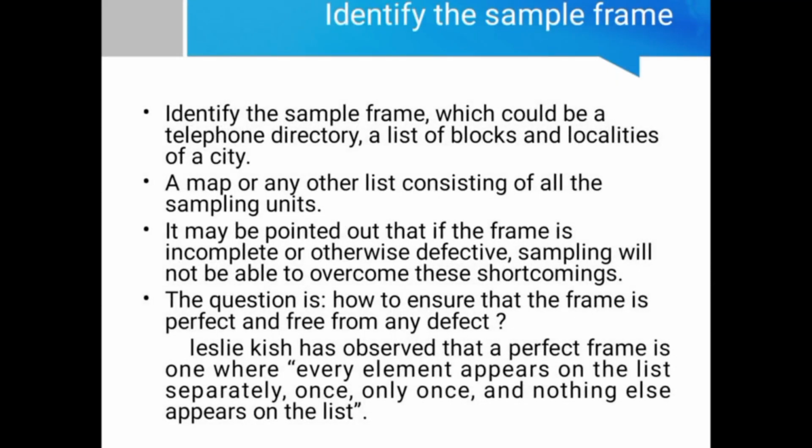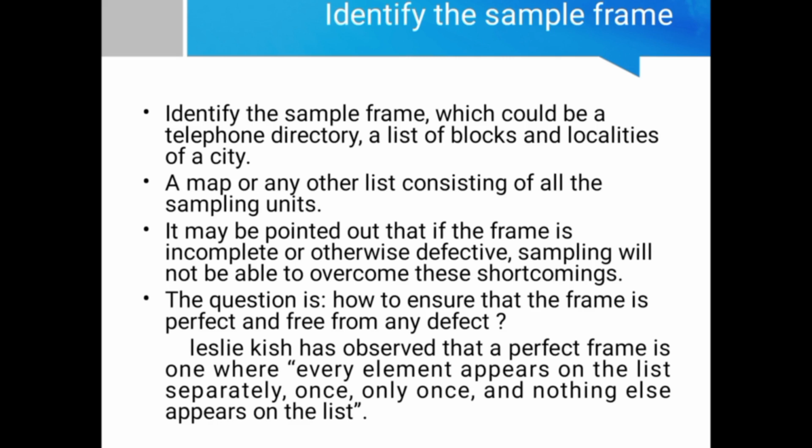Identify the sample frame. The sample frame could be a telephone directory, a list of blocks and localities of a city, a map, or any other list consisting of all the sampling units. It may be pointed out that if the frame is incomplete or otherwise defective, sampling will not be able to overcome these shortcomings.